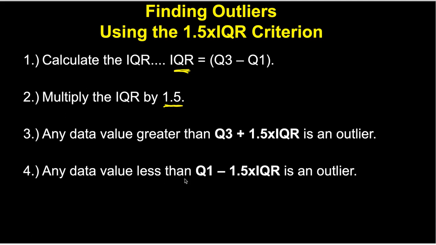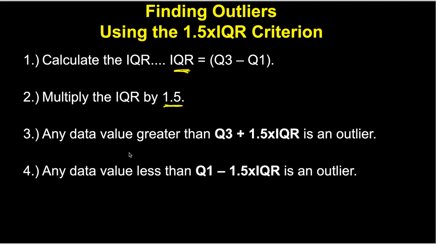And then we're going to take that same number, 1.5 times the IQR, and subtract it from the left edge of our box plot, Q1. And that's going to be a lower fence, or a lower limit, for an acceptable value. Anything below that will be considered an outlier.